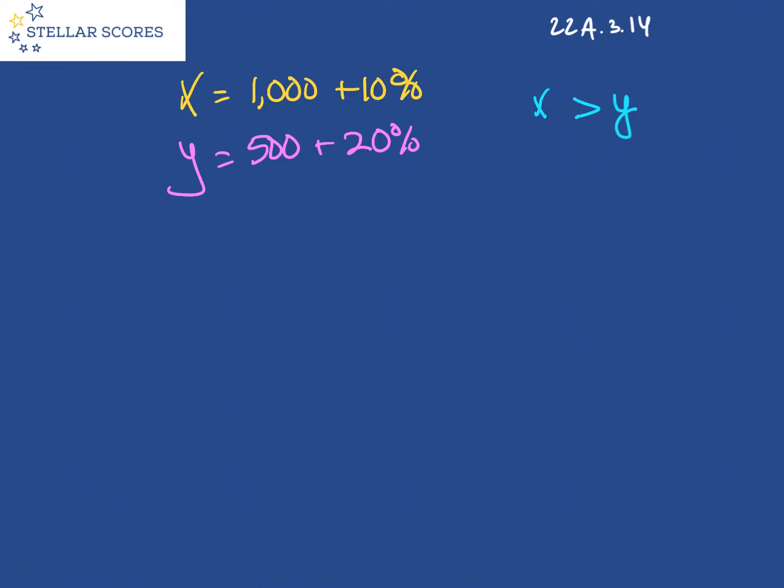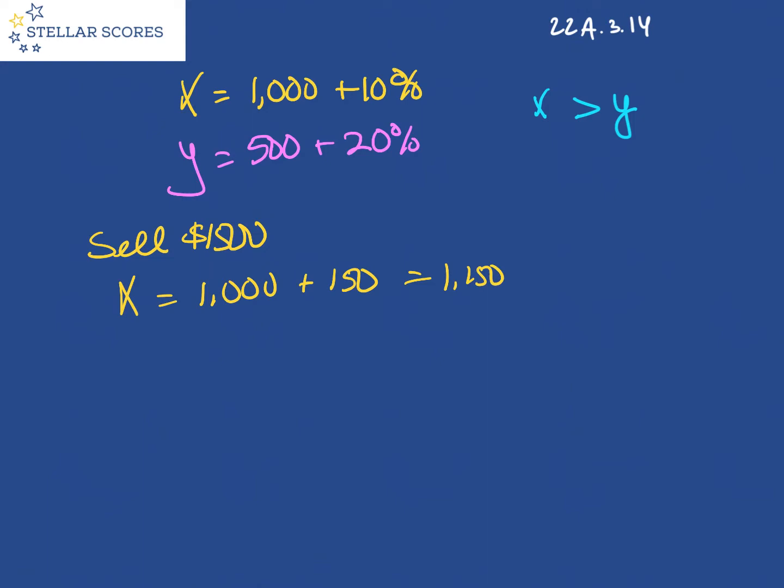So if the amount they sell is 1,500, let's look at X. So the salesperson on Plan X will earn $1,000 plus 10% of 1,500. So we just move the decimal over 1. So 1,500 becomes 150. And that's going to be 1,150.